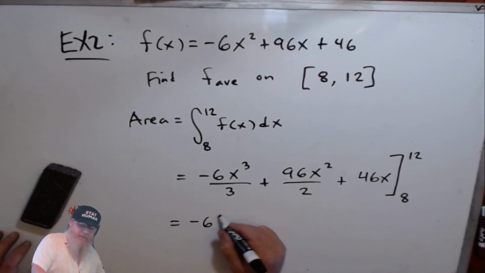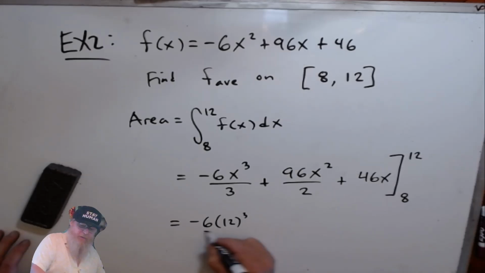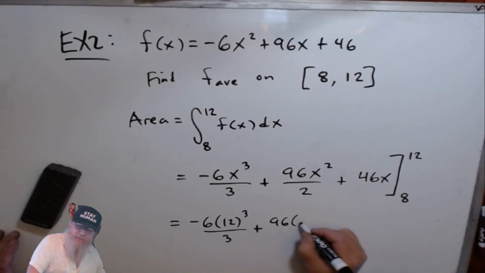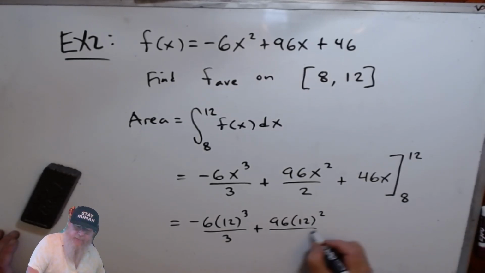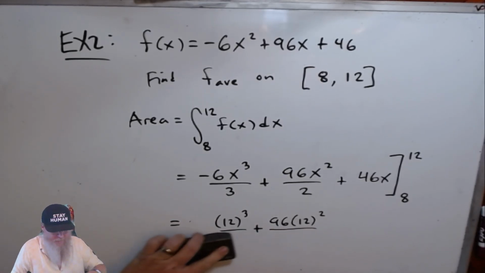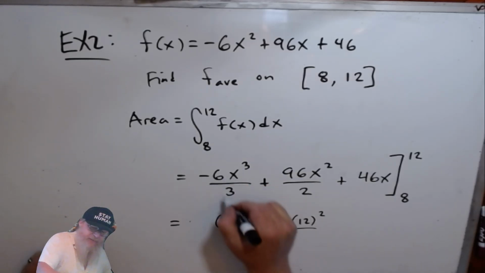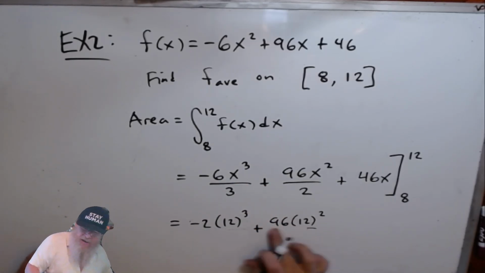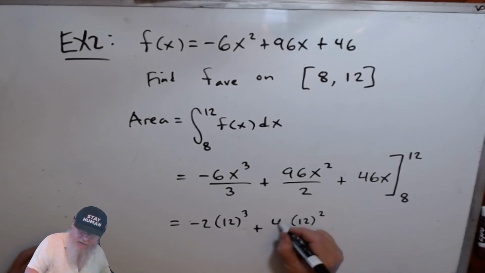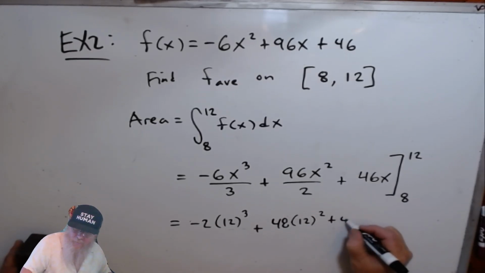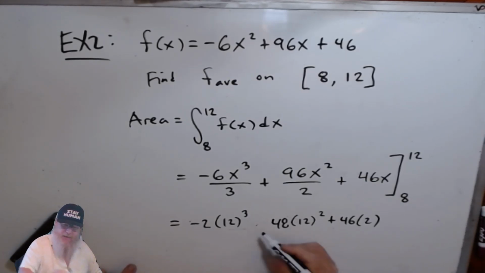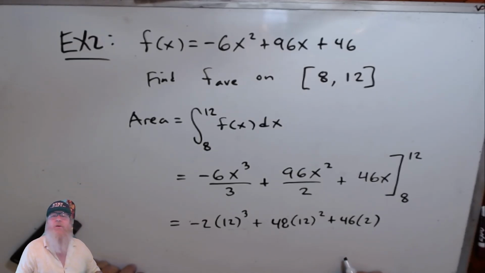So I got negative 6 times 12 cubed over 3. I'm not going to try to show off. I'm just going to plug this into my calculator and see what I get. Oh, I can simplify a little bit here. Why don't I do that? I will show off a little bit. If possible, simplify first. I made all these numbers nice. 96 divided by 2 is 48. It'll save you a little bit of work later. If you don't simplify, it's not going to cause you to get the wrong answer. It's just going to make you work harder.